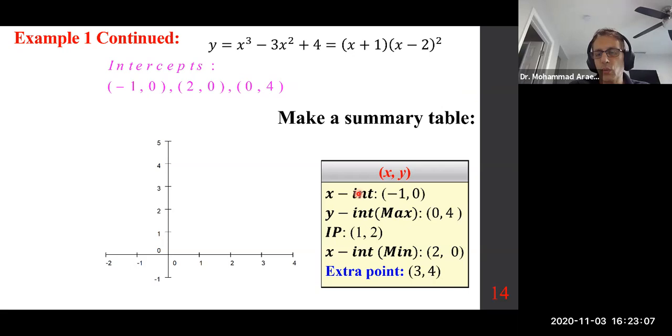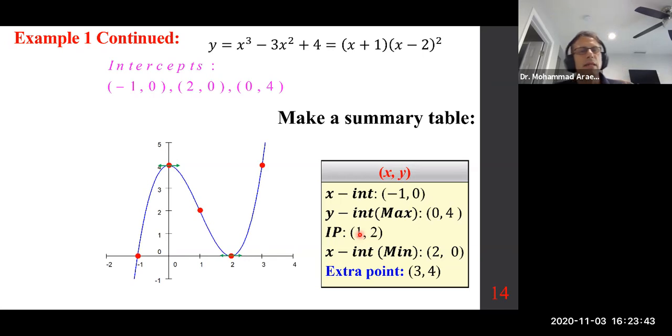So negative 1, 0. 0, 4. And we are doing this because we are saying that's a local max. 1, 2. The next one is 2, 0. And again, an arrow to say this is a local min. And some other point, let's say 3, 4. If you need, you can pick up a couple more points, no need for that. And then what happens? You put them all together, and that's your graph, everybody.